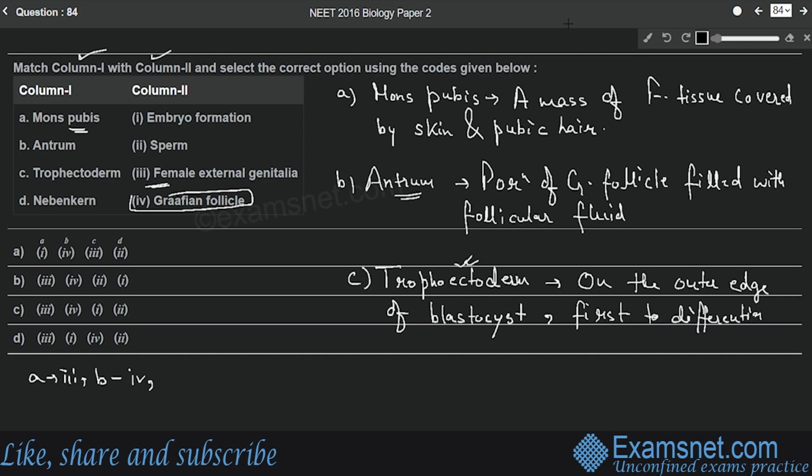In order to form a fertilized egg and further help in embryo development. Okay, so it will be matched with embryo formation. Okay, because this is involved in the embryo formation. So the match for C will be number 1.